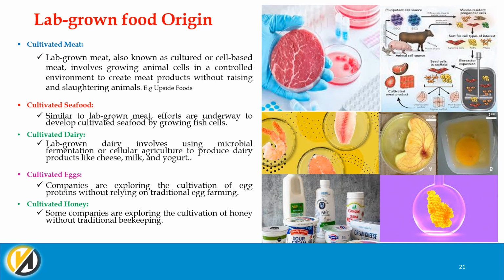The other one is cultivated seafood. Similar to lab-grown meats, efforts are underway to develop cultivated seafood by growing fish cells in the laboratory and producing it in a controlled environment. The other one is cultivated dairy, which means lab-grown dairy involves using microbial fermentation or cellular agriculture to produce dairy products like cheese, milk, and yogurt. The other one is cultivated eggs. Similarly, companies are exploring the potential of cultivating egg proteins without relying on traditional egg farming. The last one is cultivated honey. Some companies are exploring the cultivation of honey without traditional beekeeping.